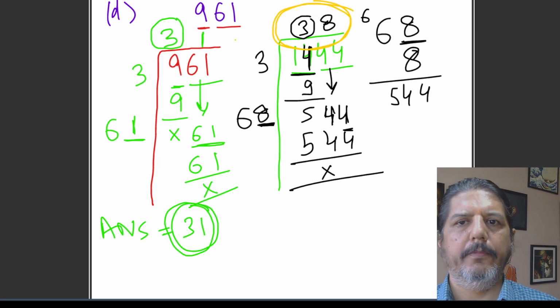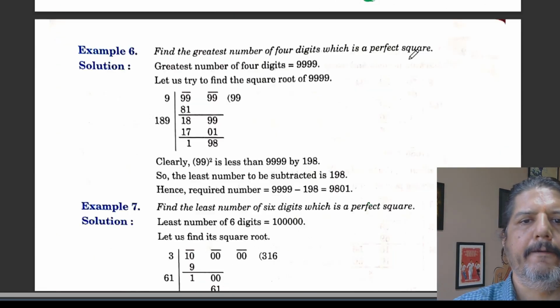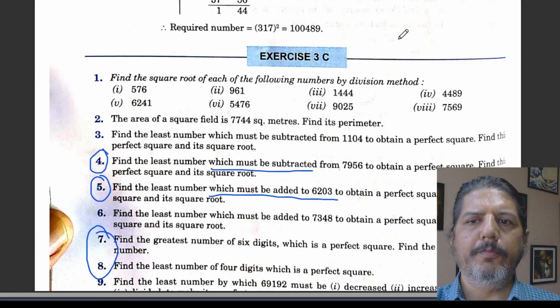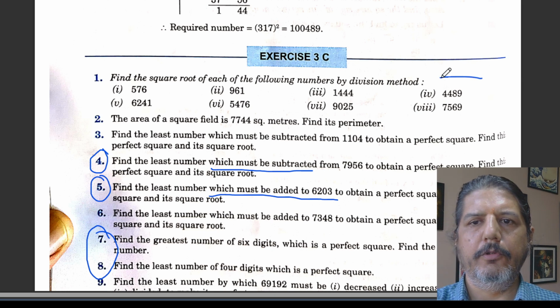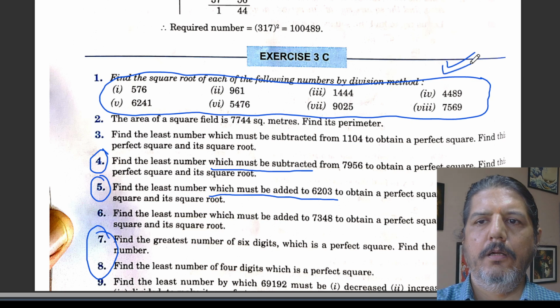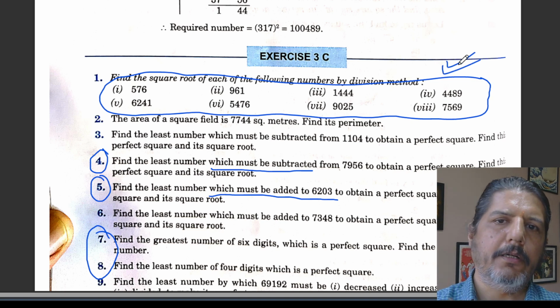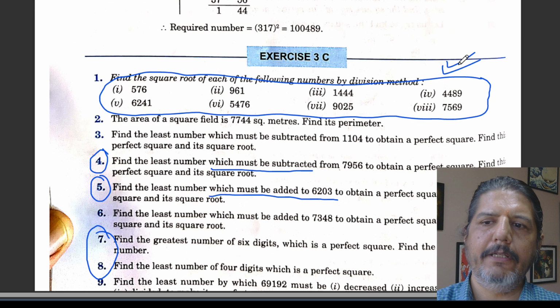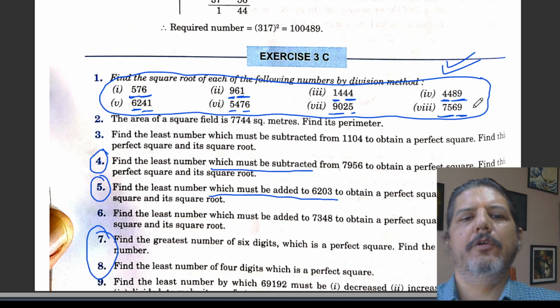So I hope I have made this clear. If you want to practice, you can do these kinds of questions also. You can try your skill on solving these questions. Again, the critical thing is the pairing: 76, 5, 61, 9, 14, 44, 89, 44, 62, 41, 54, 76, 90, 25, 75, 69. So this is how it is done.